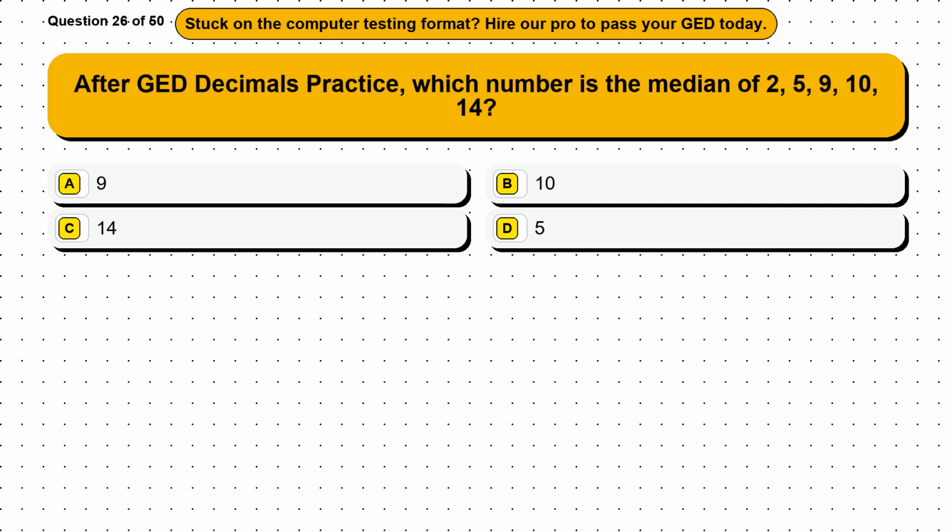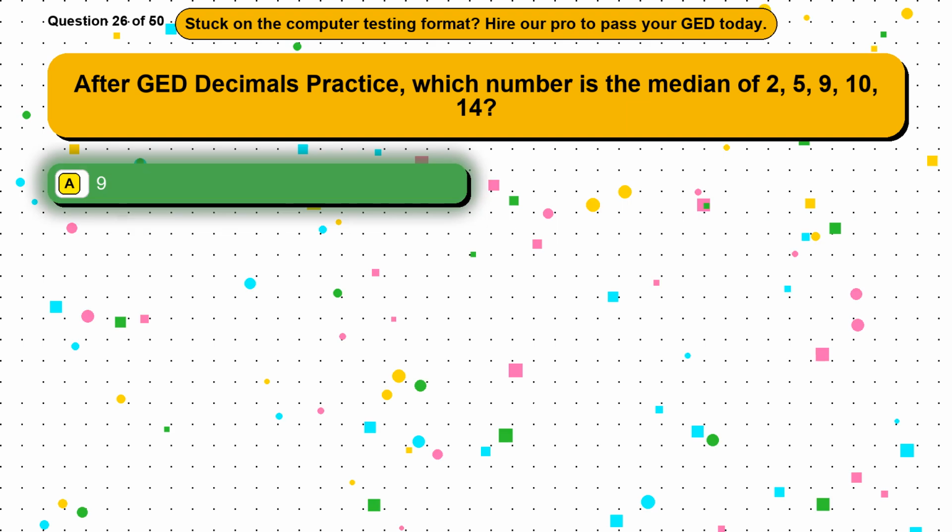Question 26. After GED Decimals Practice, which number is the median of 2, 5, 9, 10, 14? Option A 9. Option B 10. Option C 14. Option D 5. The correct answer is option A.